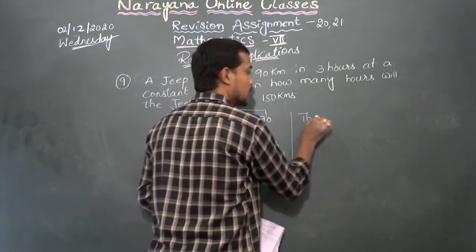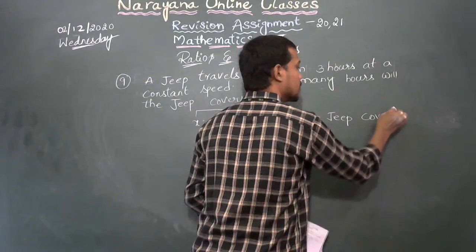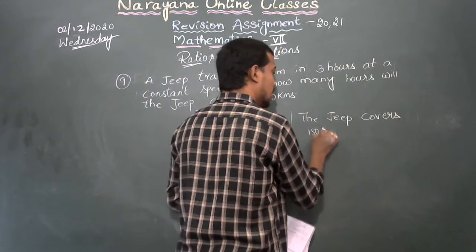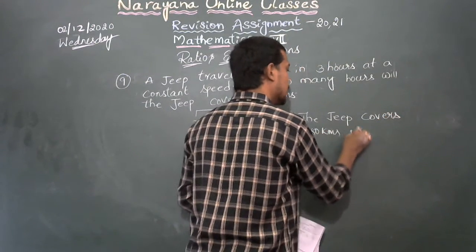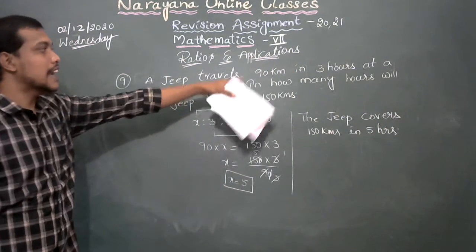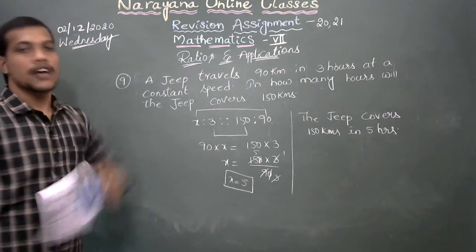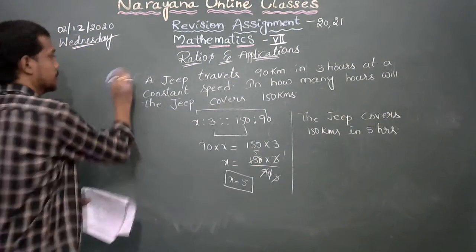So the jeep covers 150 kilometers in 5 hours. Here 90 kilometers in 3 hours is completed, and 150 kilometers in 5 hours is completed.